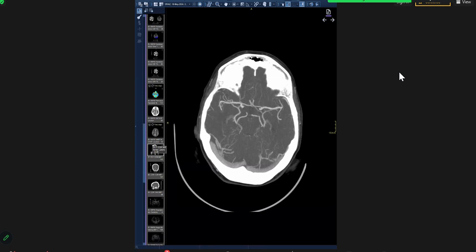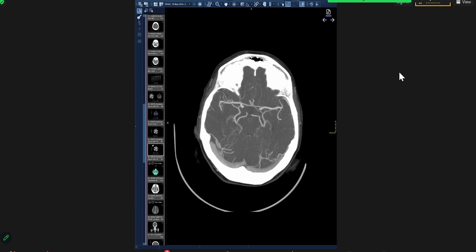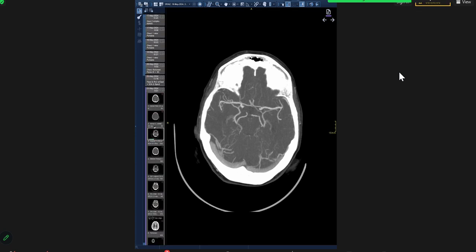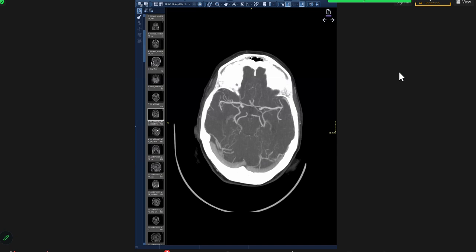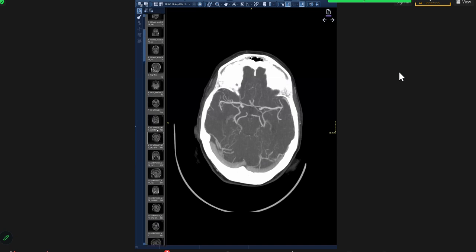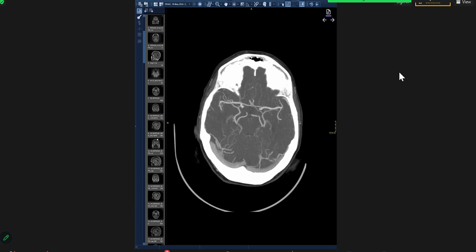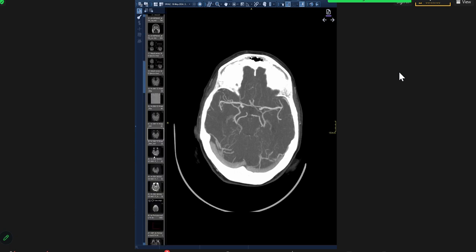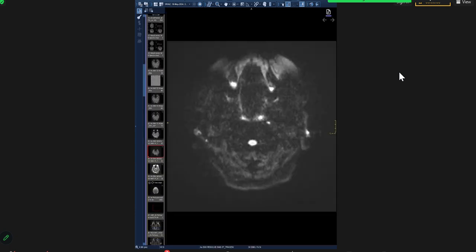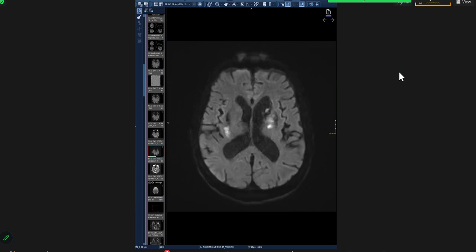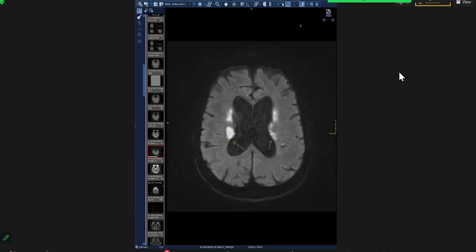So what would you like to do next? Then I would like to do contrast MRI of the patient. Okay. And in MRI, what do you want to see? Which sequence do you want to see? DWI. Okay. MRI DWI weighted images of the same patient.